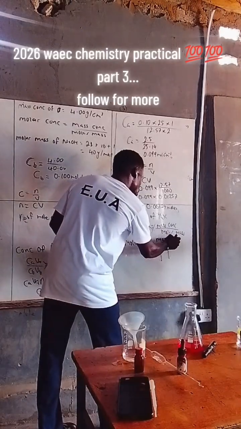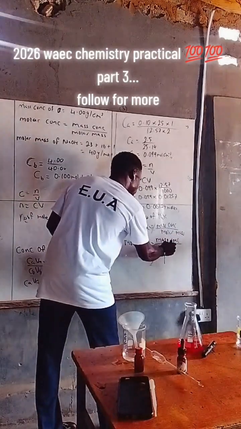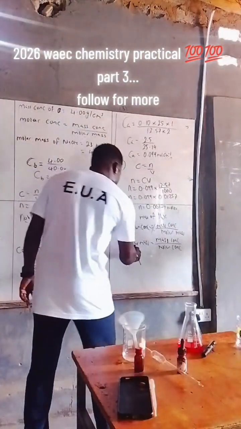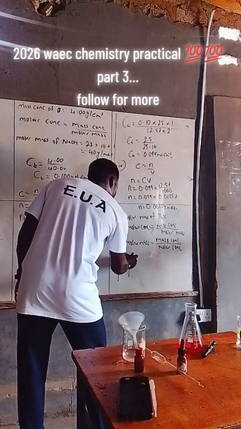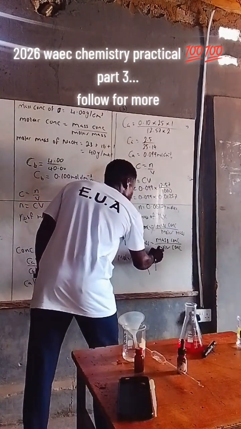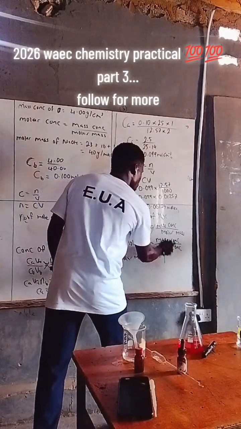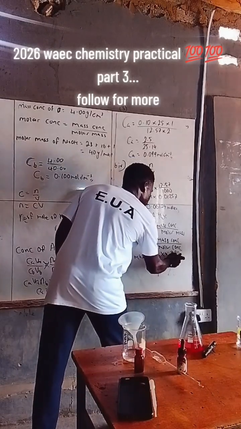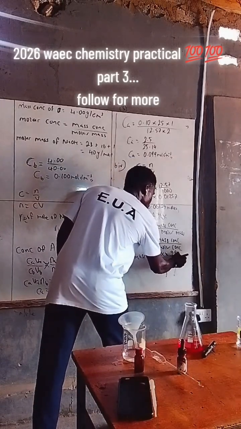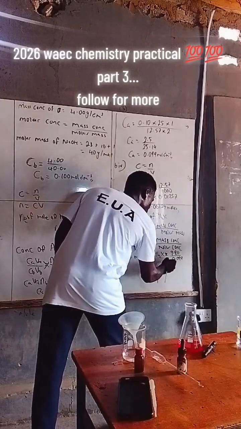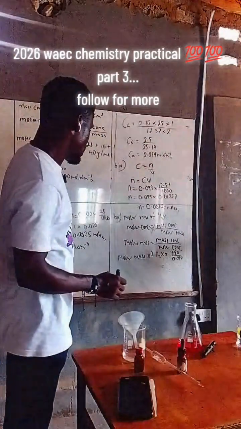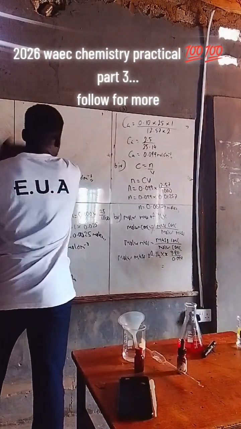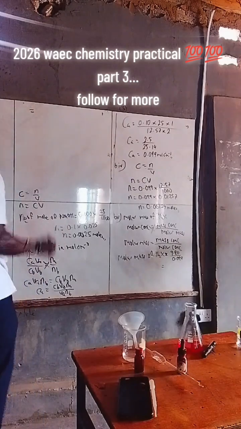So, mass conc over what? Molar conc, Abi? Talk to me now. Right. So, therefore, molar mass of H2X. So molar mass of H2X is simply what? 9.90 divided by 0.099. Okay, so that will be what? The molar mass.